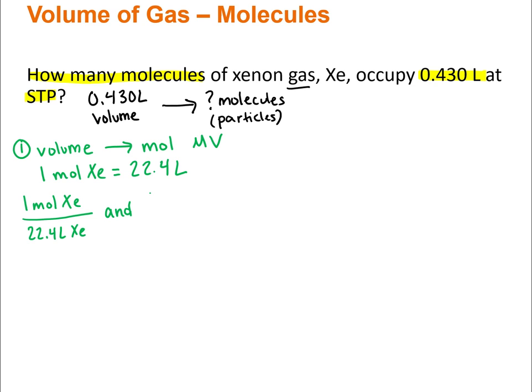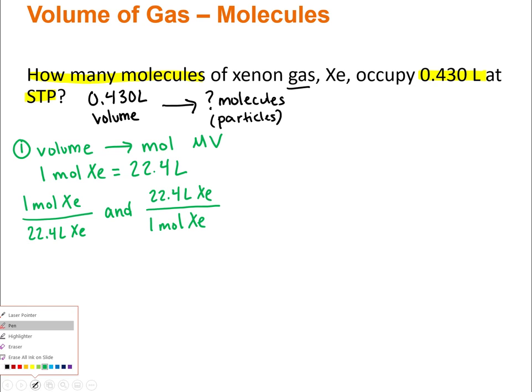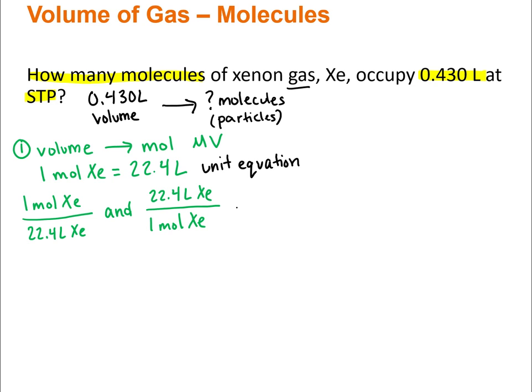Here are the unit factors. These unit factors don't change. The identity of the gas changes, but the numbers, 1 mole over 22.4 liters, they don't change for molar volume. The second part of this problem, we have to get from moles to molecules.